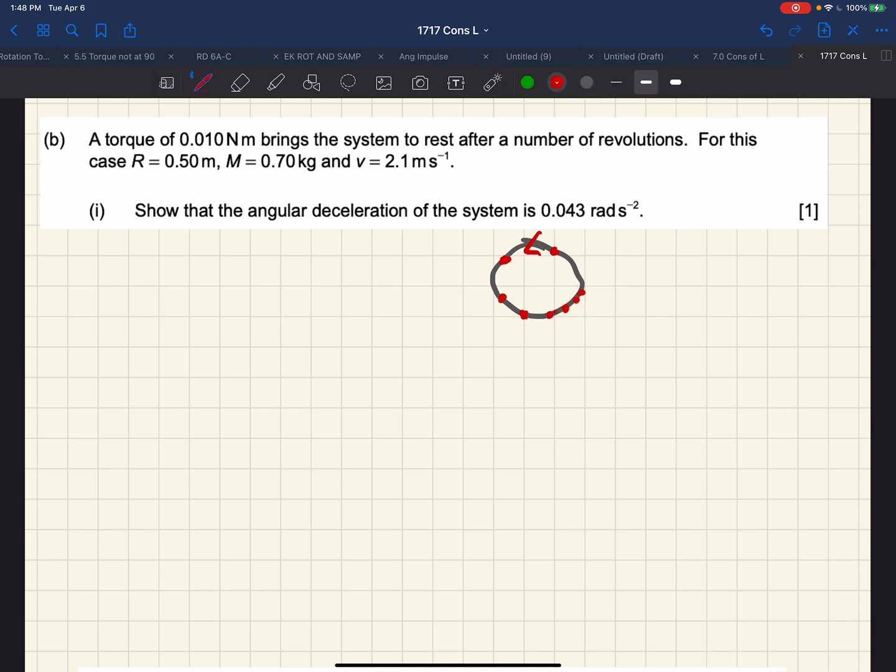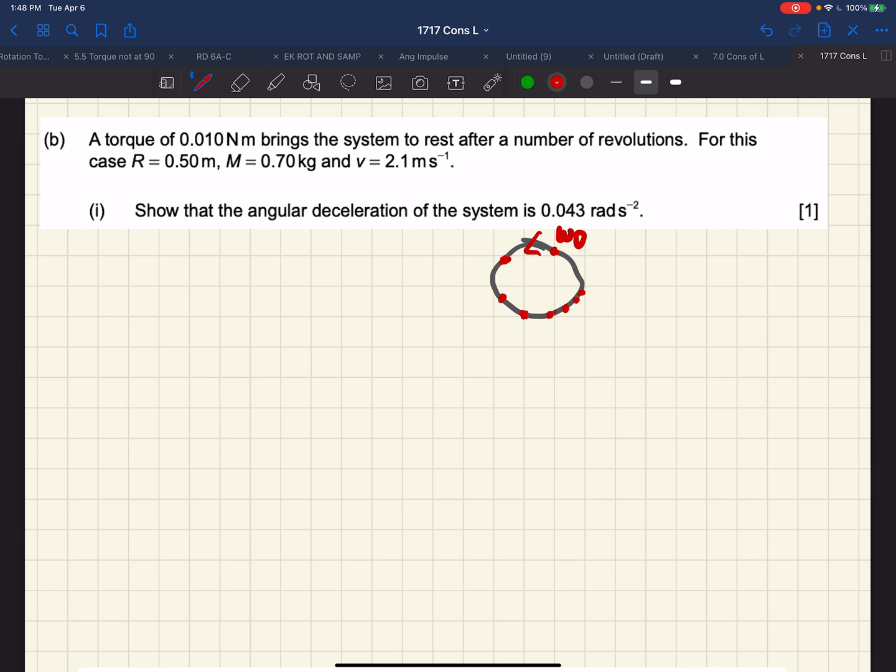So that means we have an omega naught, and it comes to a stop after a number of revolutions. I drew this as if it occurred in less than 1 revolution, but it may be 100 revolutions. We don't know. For this case, we now have r, m's, and v's, so we have numbers. Show that the angular deceleration is 0.043 radians per second squared.